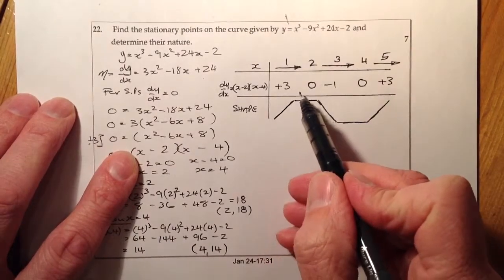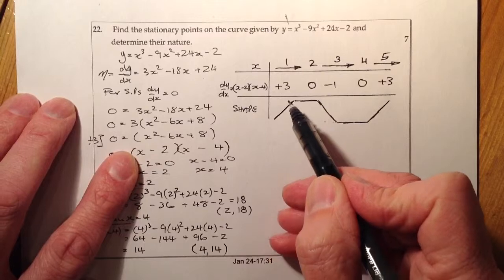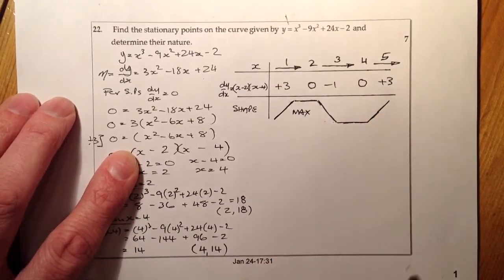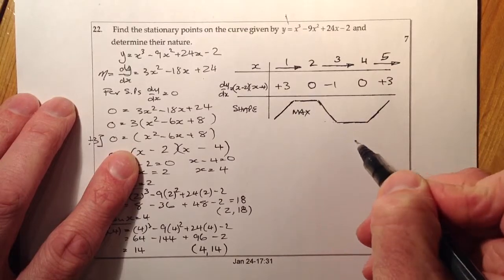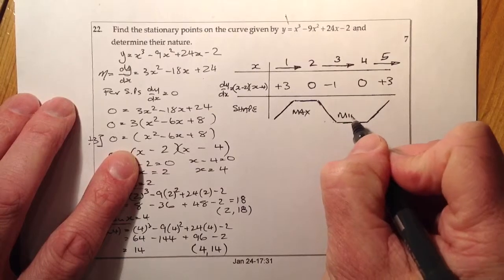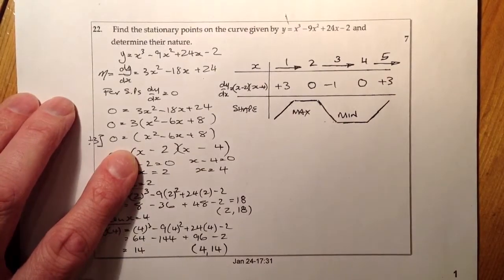So wherever it turns at the upper point, it gets to a maximum and then starts to come down again, that there is a maximum. Where it turns at the bottom, right down at the bottom there, that's a minimum. That's a minimum.